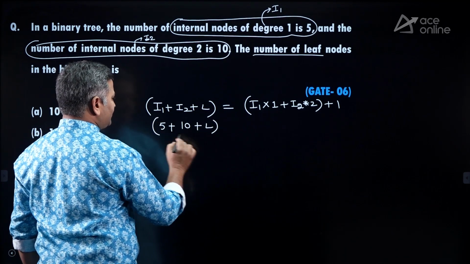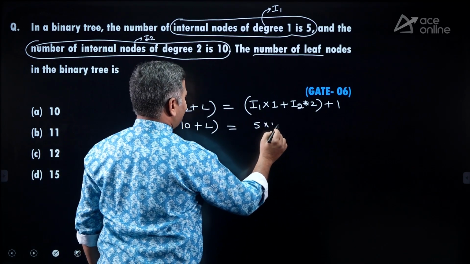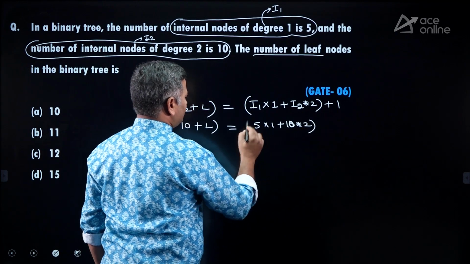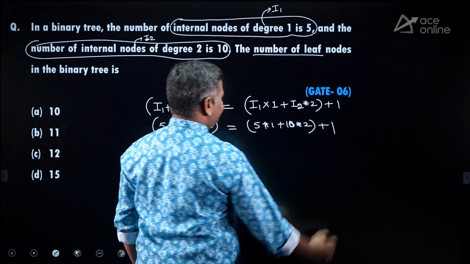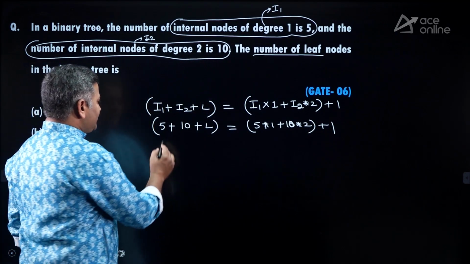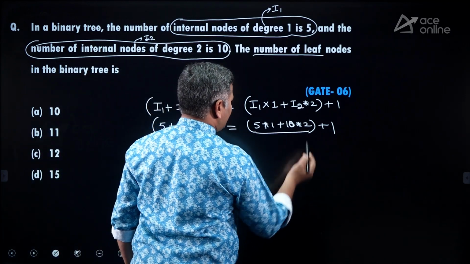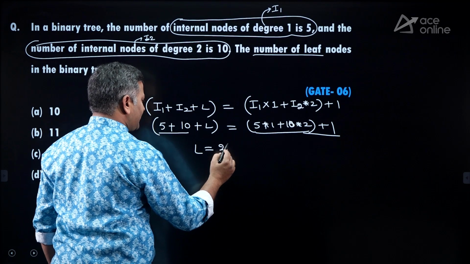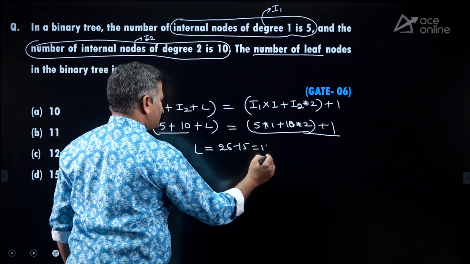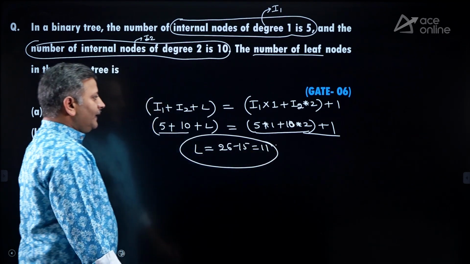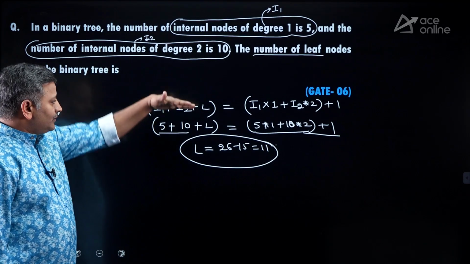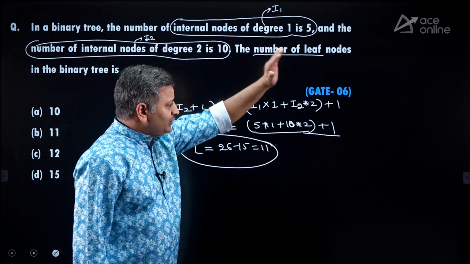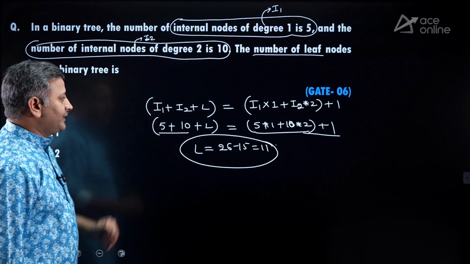We want to find leaf nodes, which equals 5 into 1 plus 10 into 2 plus 1, right friends? Okay. So from this it is 15, here it is 25 plus 1, 26. Therefore, the number of leaf nodes equals 26 minus 15, that equals 11 leaf nodes. This formula I already explained earlier. Total number of nodes is equal to the number of internal nodes of degree 1 plus the number of internal nodes of degree 2 plus the number of leaf nodes.